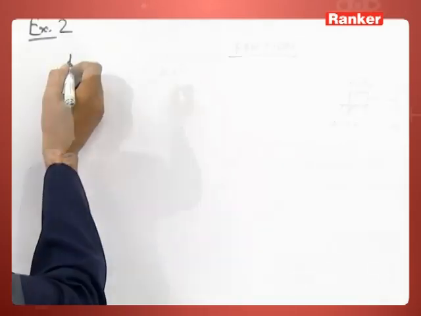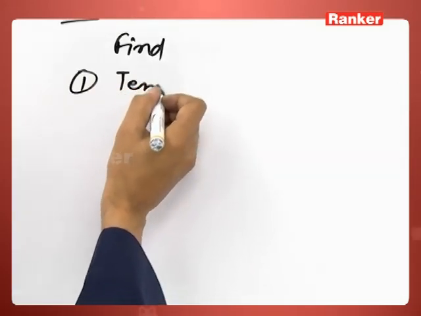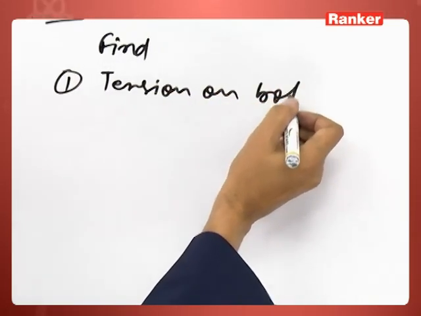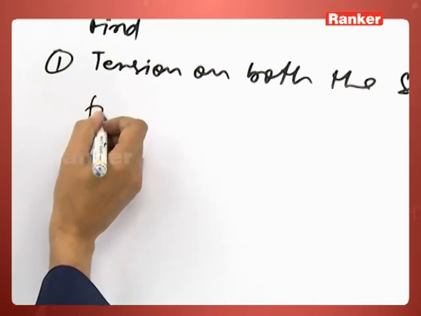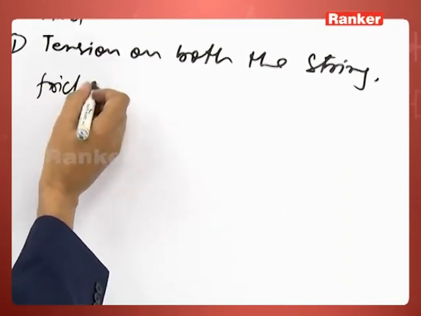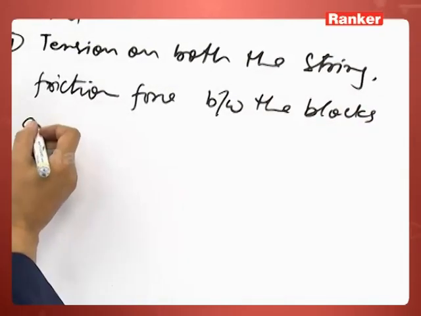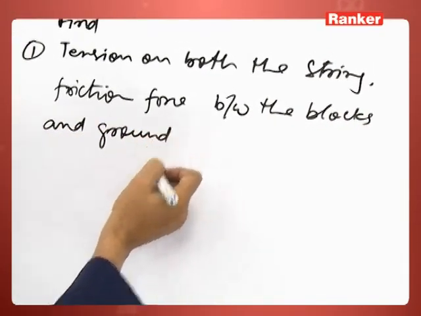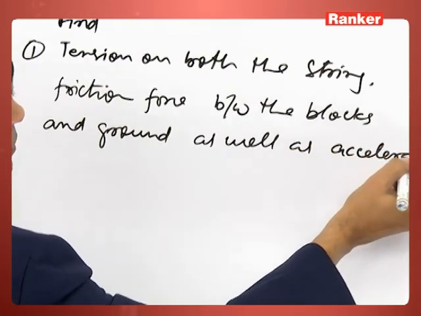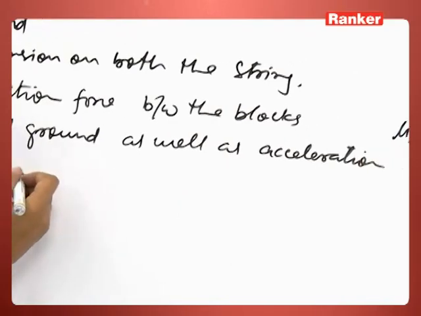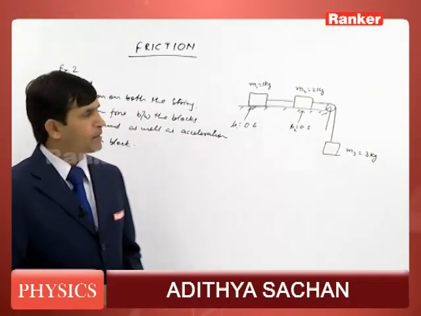Now see what we have to calculate. Find the tension on both the strings, the friction force between the blocks and ground, as well as the acceleration of each block. These are the points which we have to determine.